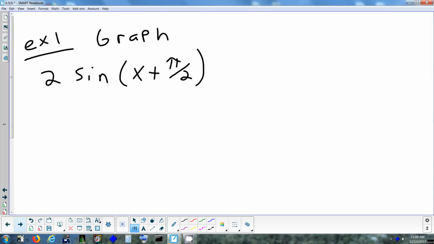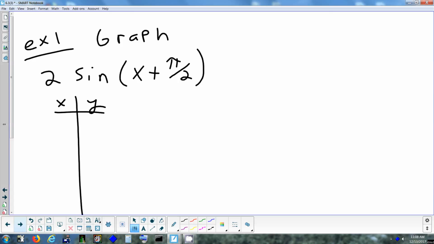Great. So let's graph this one. In order to do it, we're going to do it in 2 steps. We have to pick which transformation to do first. Do that, get the table, and then use that table to do the next one. Okay. So what number here am I going to focus on first? The 2 or the pi over 2?